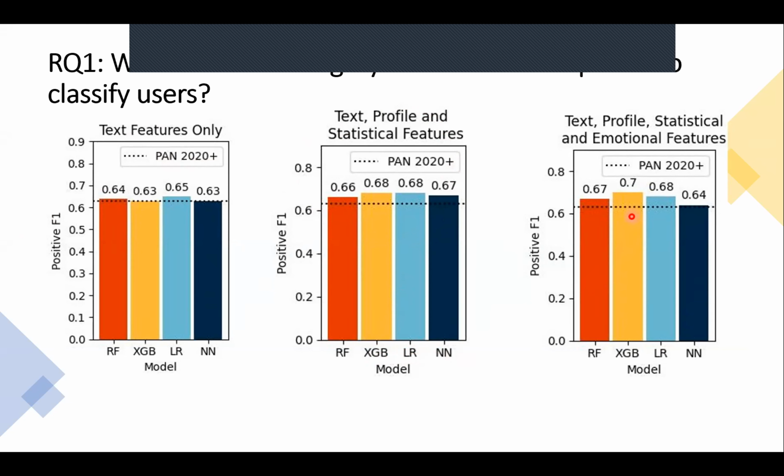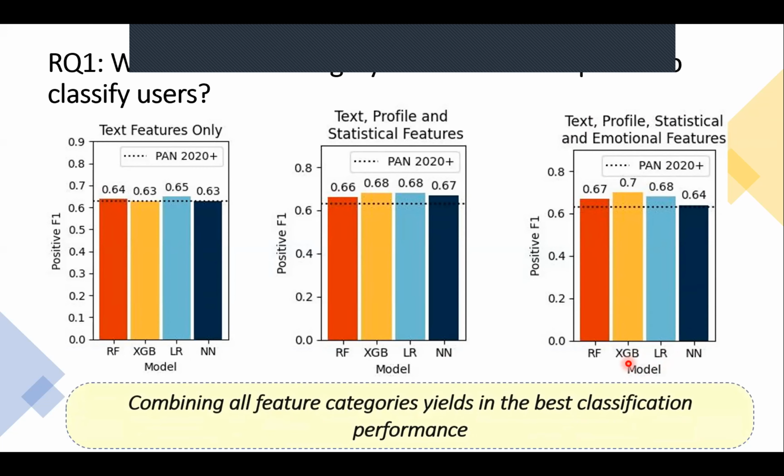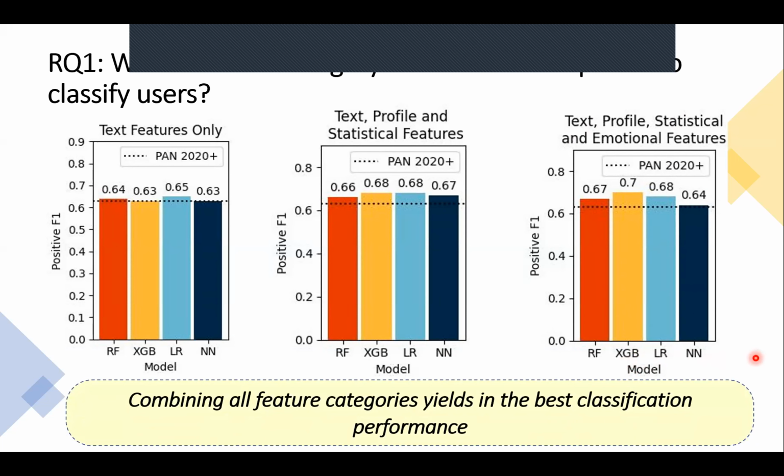Finally, when we combine all 4 feature categories, we achieve the highest performance, which is a 70% F1 score on the XGBoost model. So this is the conclusion for the first research question: when we combine all feature categories, we get the best performance.